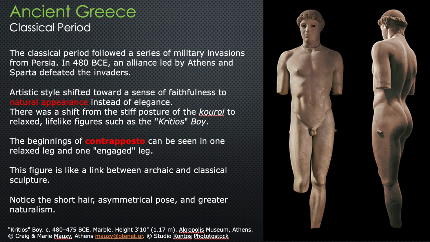And the most important thing of all is he's not balancing his weight on two legs, but he has all of his weight on his left leg, and his right leg is swinging free. This is called contrapposto. So the words over here, you're going to need that for the quiz as well.